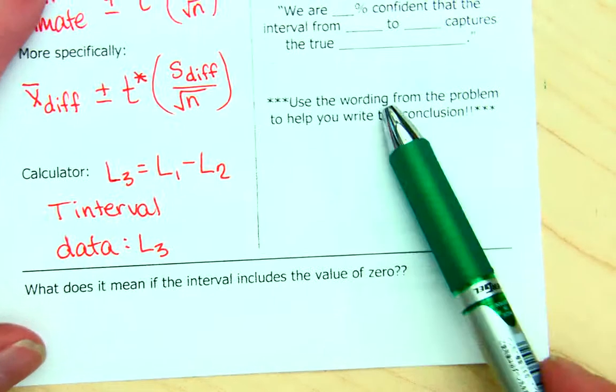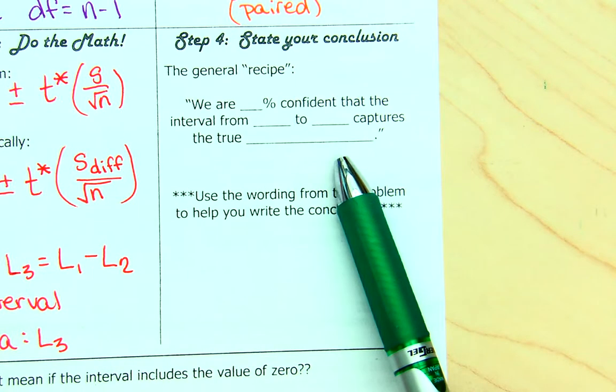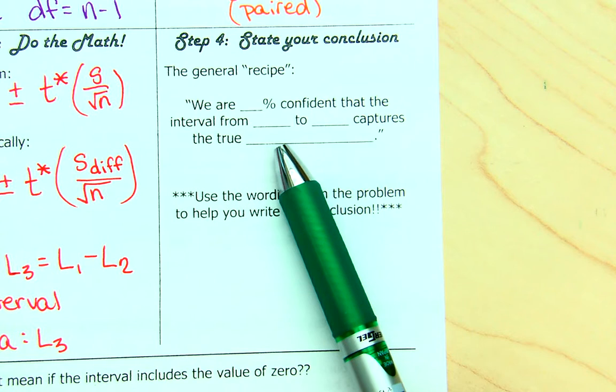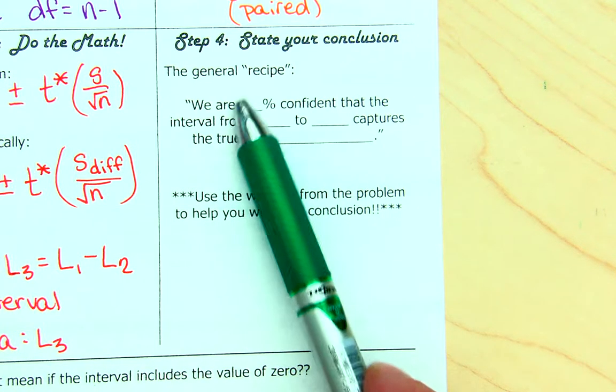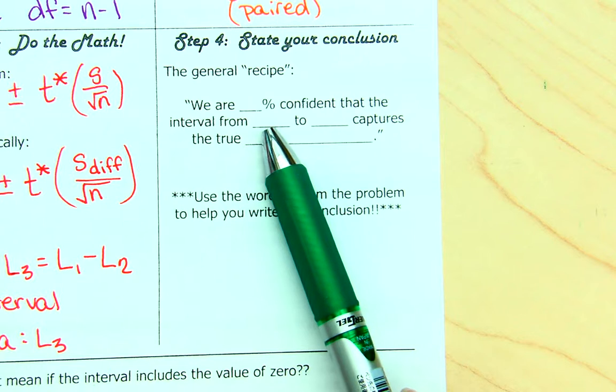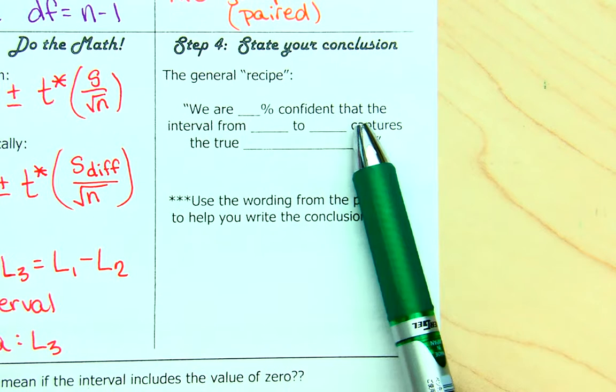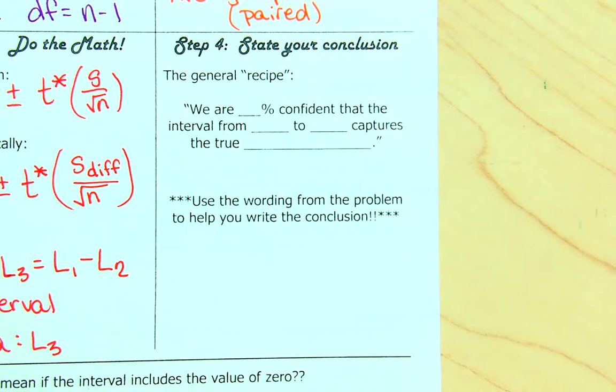And this part over here is just showing you, writing your conclusion is exactly what we've been looking at before. Nothing changed here. We are 95% confident that the interval from -3 to +2 contains the true mean difference in whatever. So all of that's the same. We just get the context right from the question. You'll be able to see that whenever we do our example.